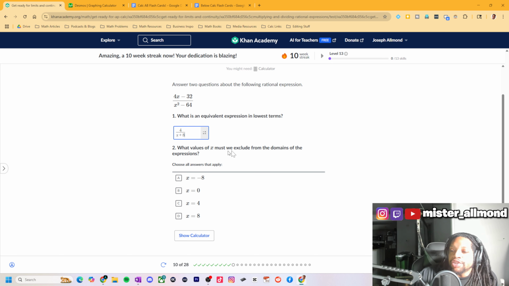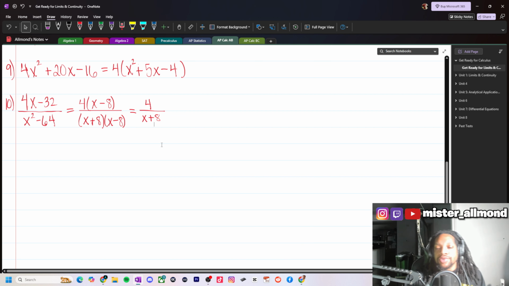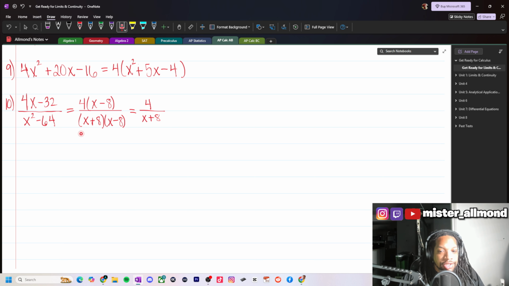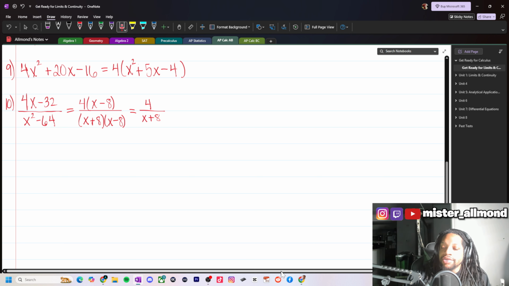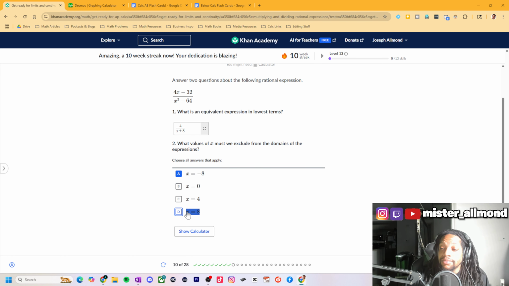What values of x must we exclude from the domains of the expressions? I always say this. If it's rational, the domain restrictions are just whatever is not allowed. So if you're talking fractions, what's not allowed? A 0 on bottom. So just think about what x values will cause that to happen. If x was either negative 8 or positive 8, then you would be dividing by 0. So that's why those numbers are not in the domain. So my answer choice should be something like plus and minus 8. All right, that should be it.